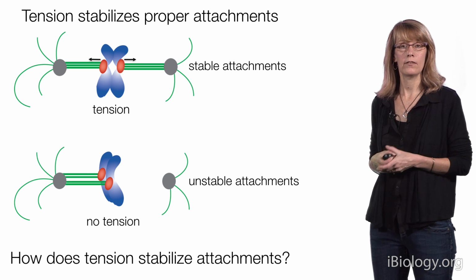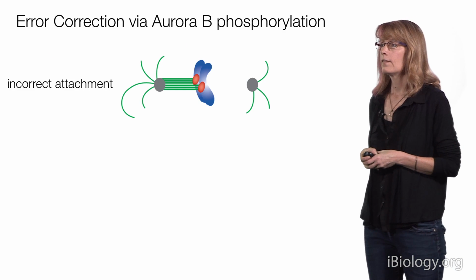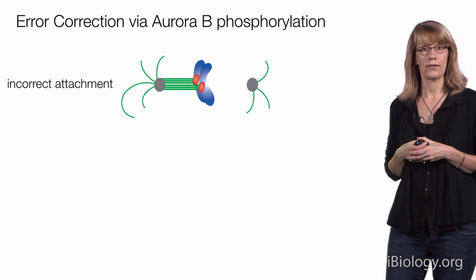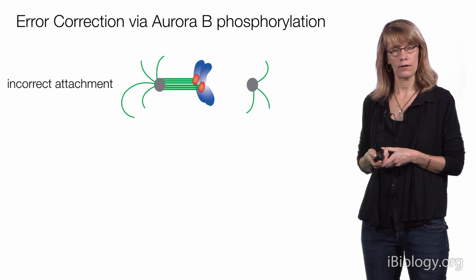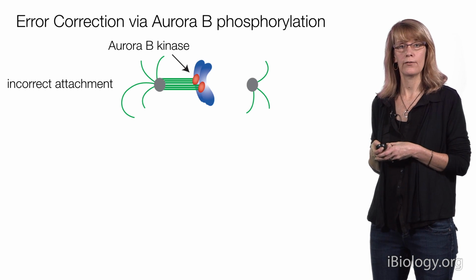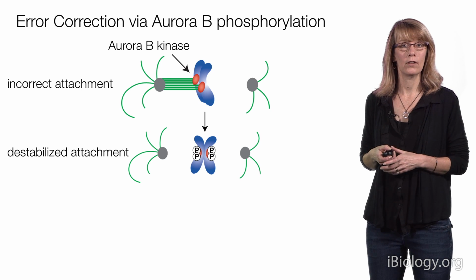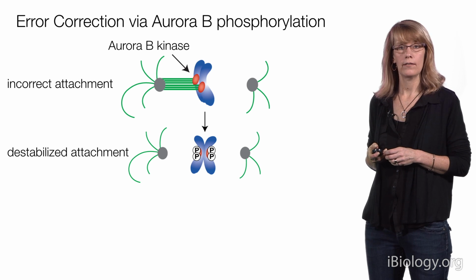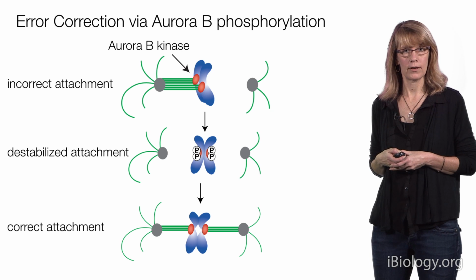So how can tension stabilize attachments? And we know that there's at least two mechanisms that contribute to this. There's work from a number of labs that have shown there's an error correction pathway that uses phosphorylation by the Aurora B protein kinase. So the idea here is that when there's an incorrect attachment that lacks tension, the Aurora B kinase recognizes that and can phosphorylate kinetochore proteins. And I want to mention that NDC80 is one of the major targets of the Aurora B kinase. When these proteins are phosphorylated, it destabilizes that incorrect attachment, and then that gives the cell a chance to go back and make the correct attachment again.